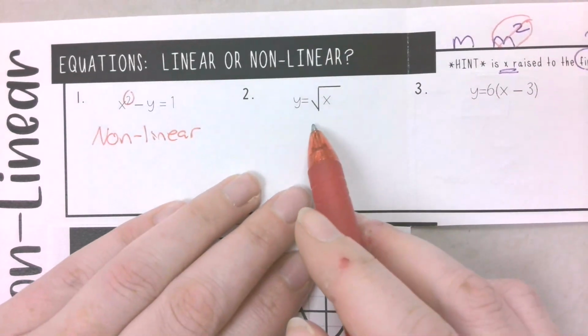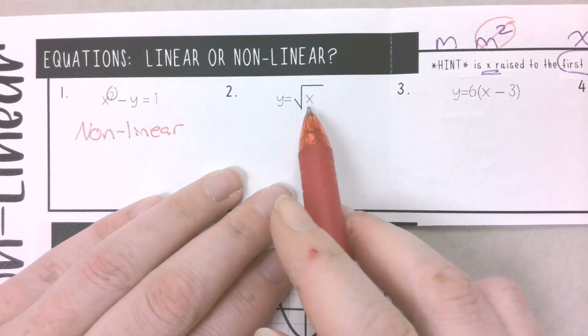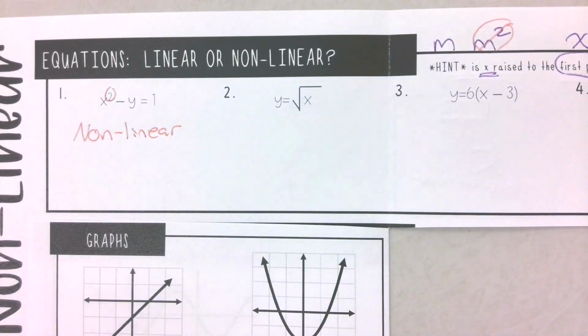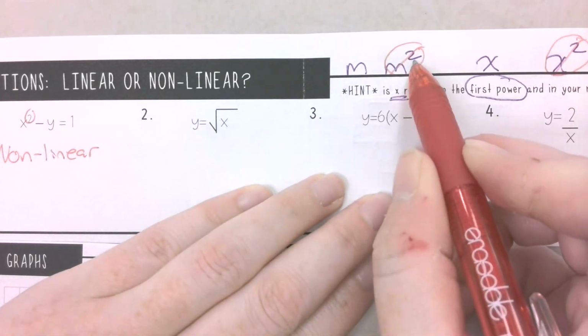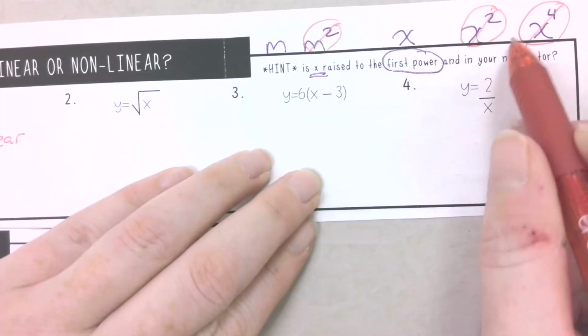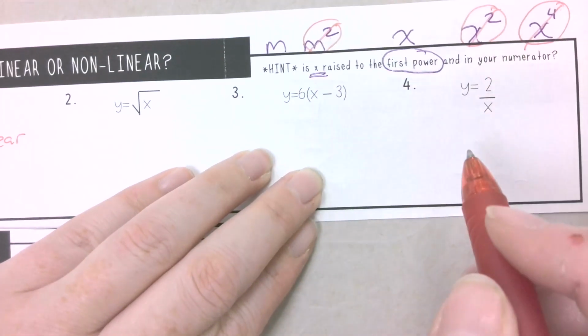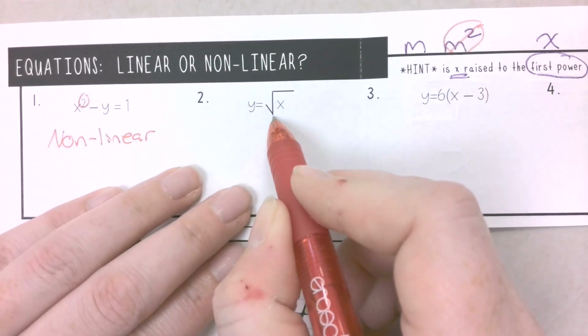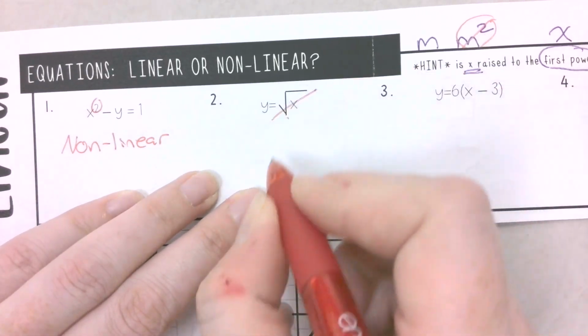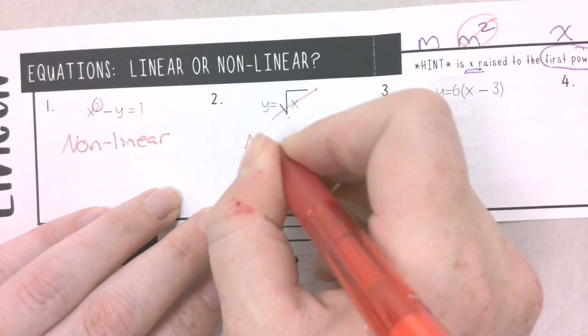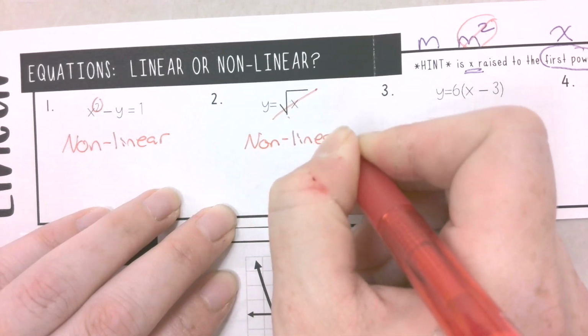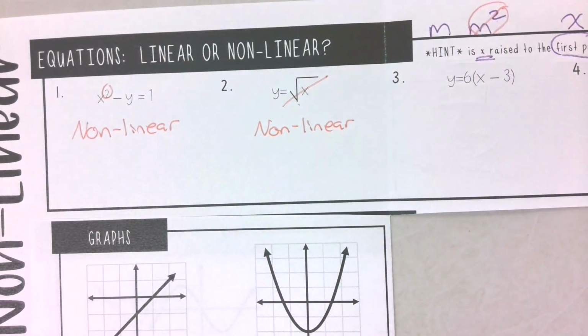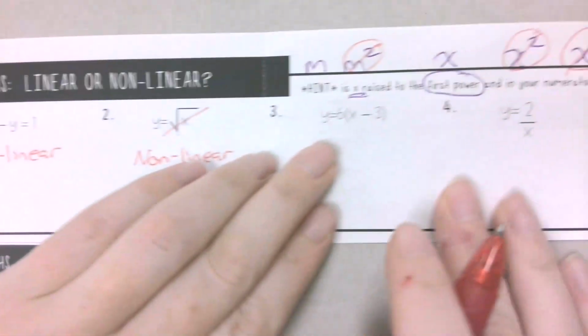Now this one's tricking you. It's saying, hey, this x looks like it, so yeah, I'm good to go, but not so much. Notice here, these are operations happening to our x values, to our variable. A square root is an operation, so this one is also nonlinear. The variable cannot be inside of any operations like squaring a number, square rooting a number, cubing a number, cube rooting, anything like that.